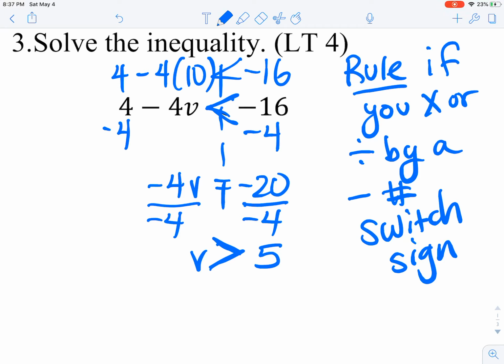Every time we multiply or divide by a negative, we have to switch that sign. Please don't forget.